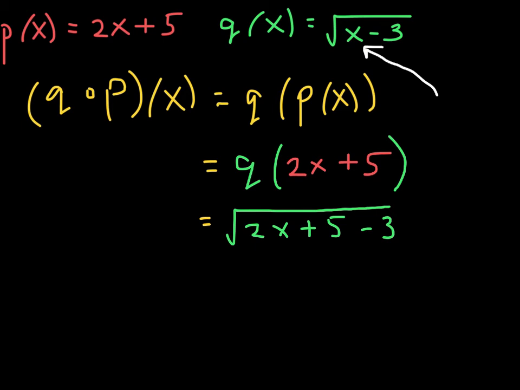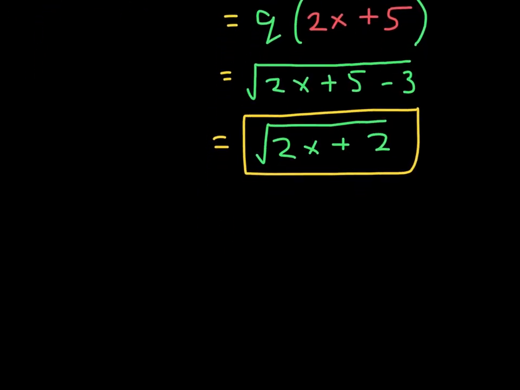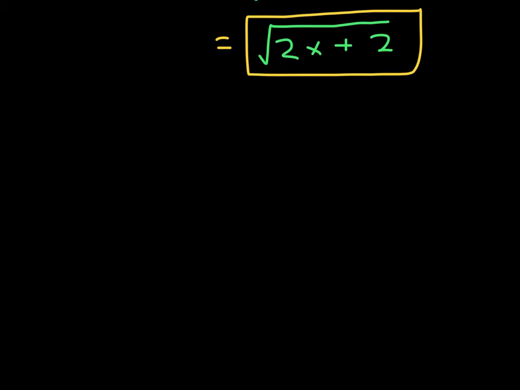All right, so what we have now is the square root of, and combine like terms here, 5 minus 3 is positive 2. So here is our function. It's a square root function. The square root of 2x plus 2. All right, good job, you guys. Now, what I would like for you to consider is, what is the domain of this function that we just found? All right, cool. Let's talk about it.